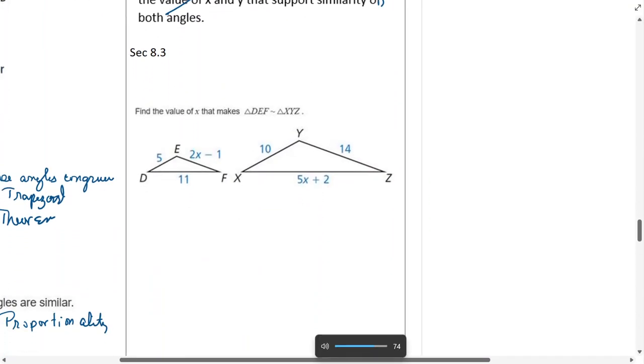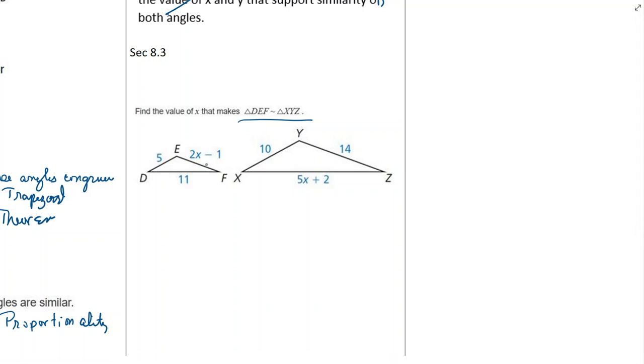Now, this is more of what you'll get, and this is given that something is similar, and then finding what the value of x is. Now, we don't want to do FOIL. And so we're going to take what's given. We know that 5 is proportional to 10, which is 1/2. Now we can state that 1/2 has got to be equal to 2x minus 1 is to 14. Is everybody comfortable with that?